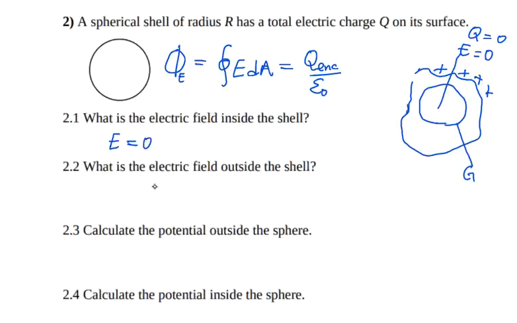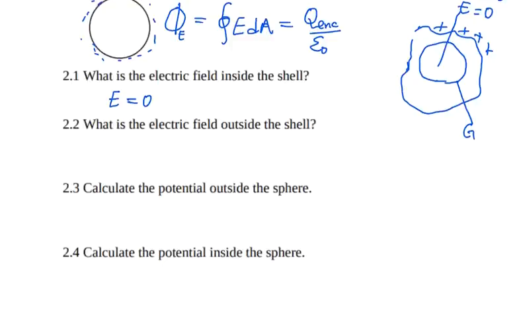Then the second question says, what is the electric field outside the shell? The electric field outside the shell will not be zero because you have the excess charges surrounding this area. There will be excess charges outside. So in this case, it will not be zero.